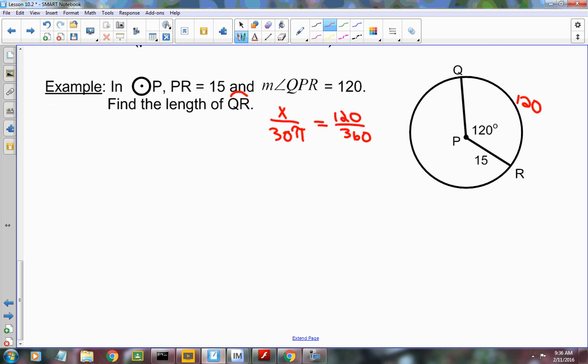And so we are going to cross multiply, so we get 360x equals 3600 pi. We want to get x by itself, and so we divide both sides by 360, and we end up with 10 pi units. Okay, so that arc length is 10 pi units.